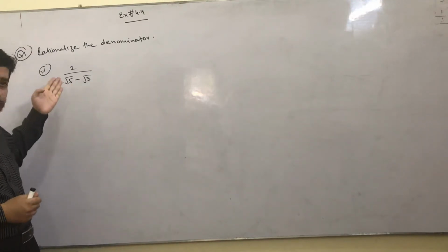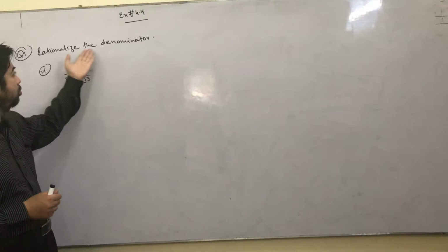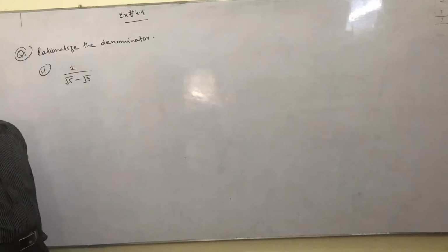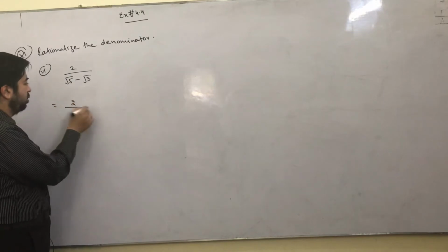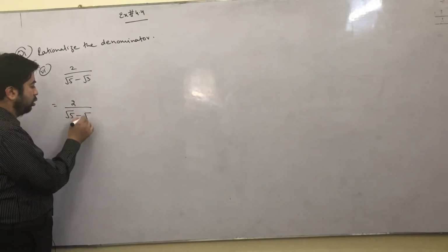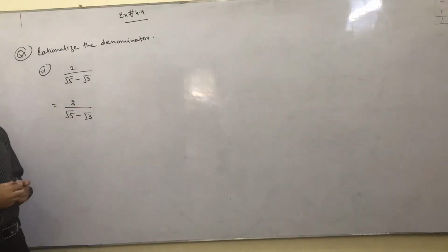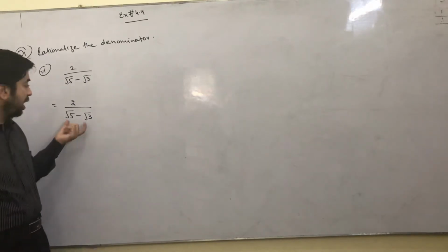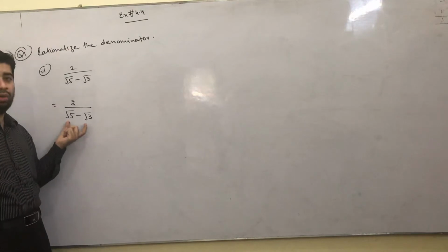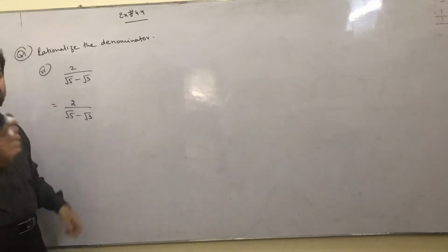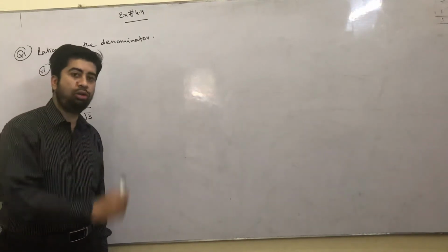That irrational number is in your denominator. So you must rationalize it. How? With the same methodology: 2 divided by square root 5 minus square root 3. So now what we have to do? Yes, we have to multiply and divide with this number? No, with its conjugate. So what will be the conjugate of square root 5 minus square root 3?